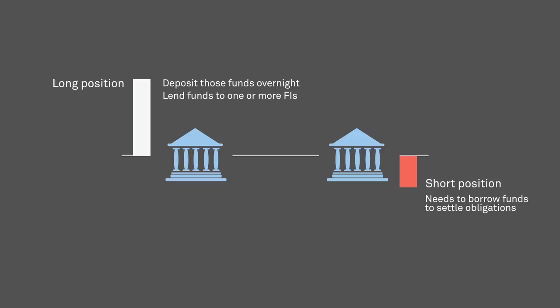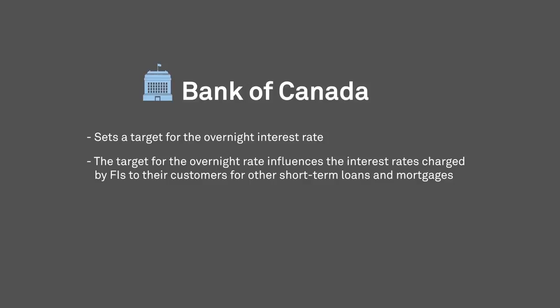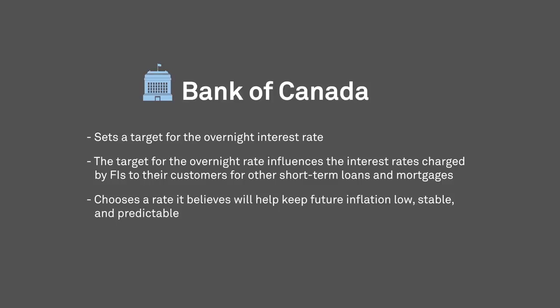The Bank of Canada sets a target for the overnight interest rate on these loans and deposits. The target for the overnight rate influences the interest rates charged by FIs to their customers for other short-term loans and mortgages, so the Bank of Canada chooses a rate it believes will help keep future inflation low, stable, and predictable. Let's take a closer look.